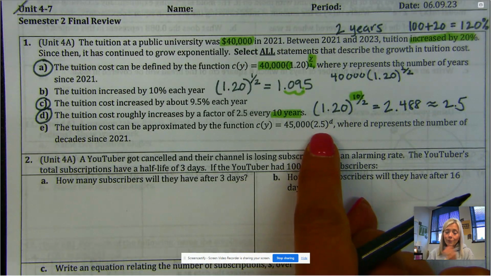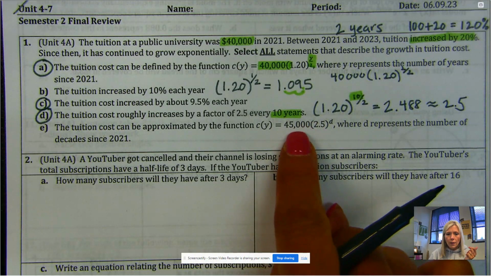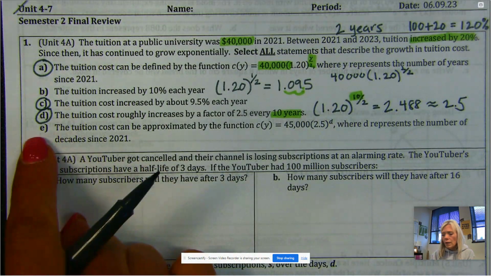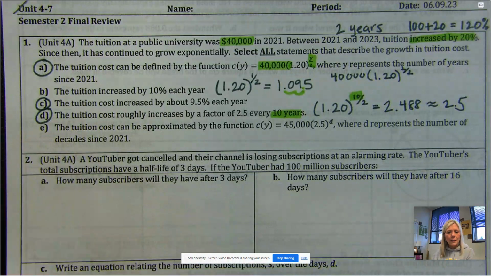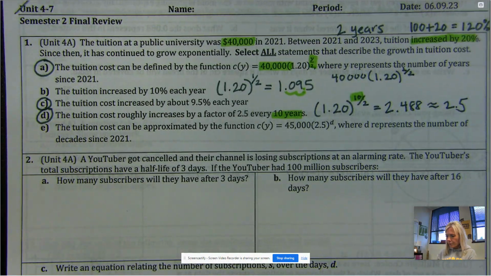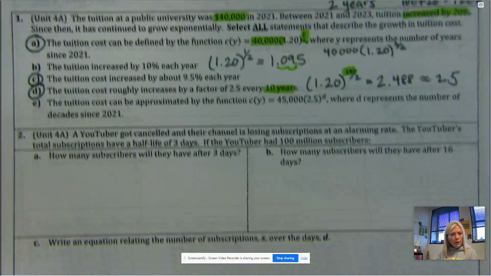And then I am actually not even the one that noticed it. One of my students noticed that this is not the correct starting amount. It's 45,000, not 40,000. So this is not a correct answer. So just A, C, and D there on number 1. All right, let's move on.